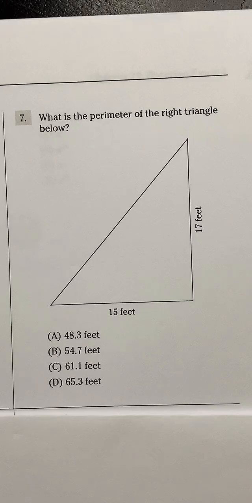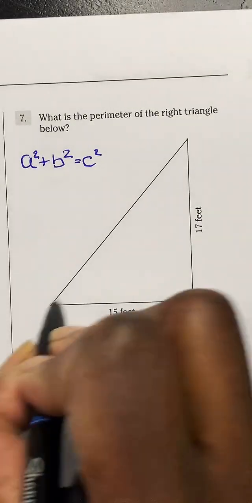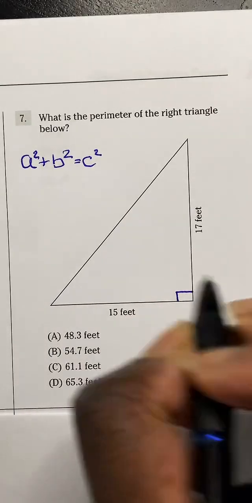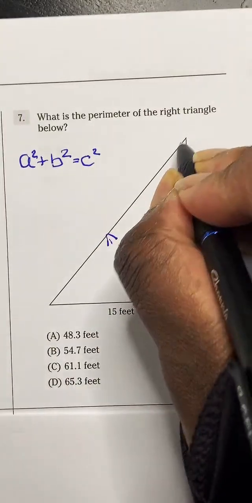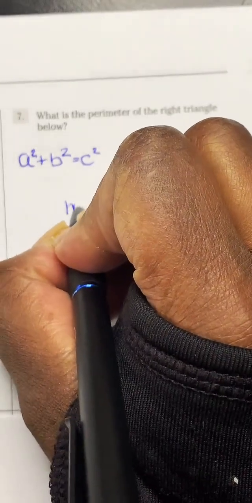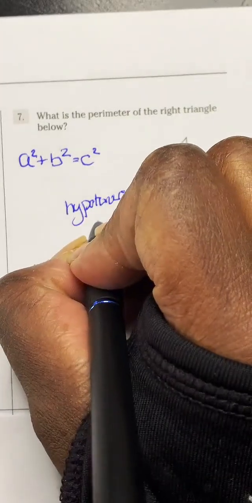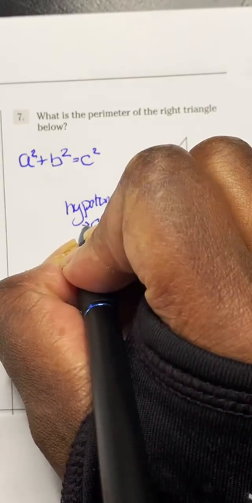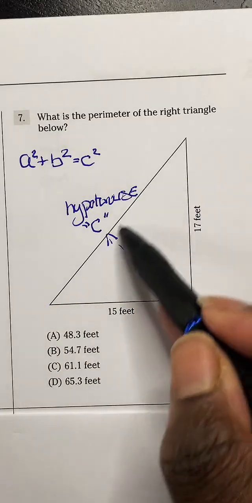How do you know which one's B and which one's C? Okay, so Pythagorean's theorem. You have your A squared plus your B squared equals your C squared. Notice here we have a right triangle. The side that is directly across from that right angle is always going to be your longest side. So that's called the hypotenuse. Okay, and that's always your C. So the longest side, the side directly across from the 90-degree angle, that's your hypotenuse.